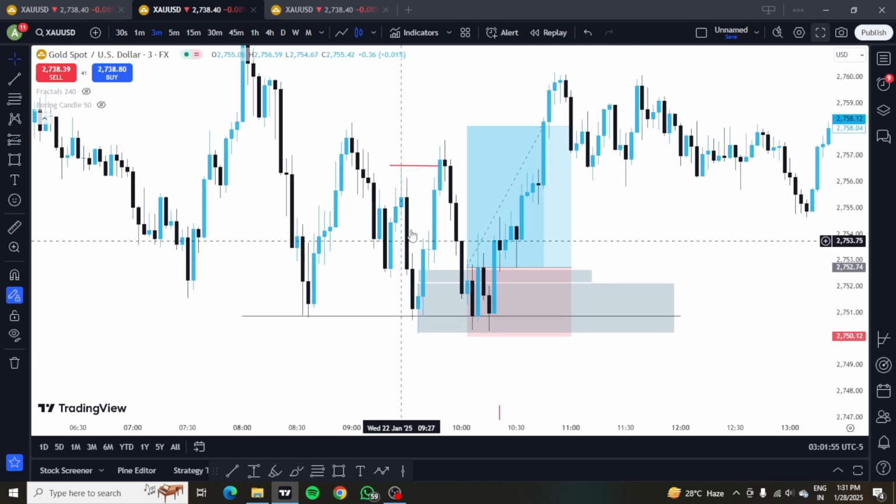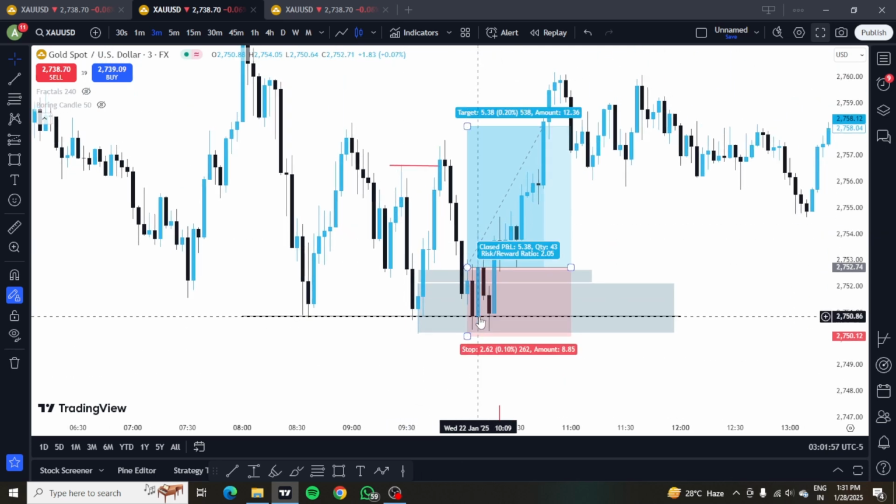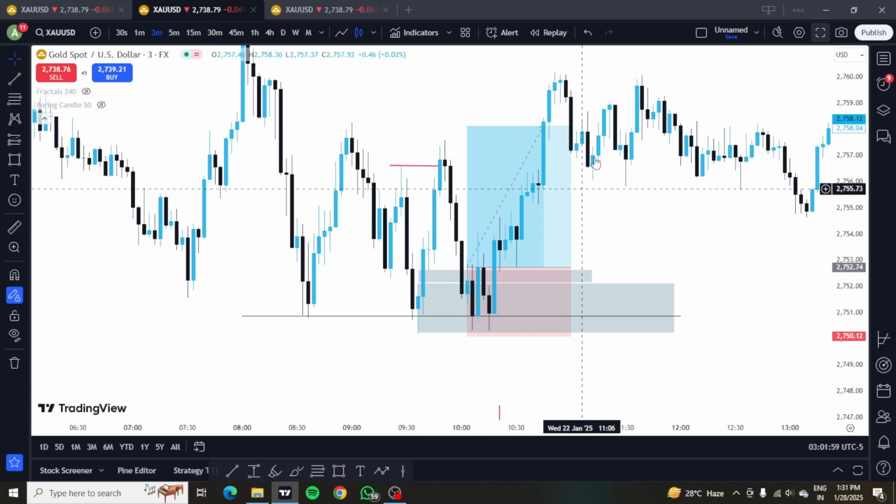So then only it is tapped, that order block, and executed.